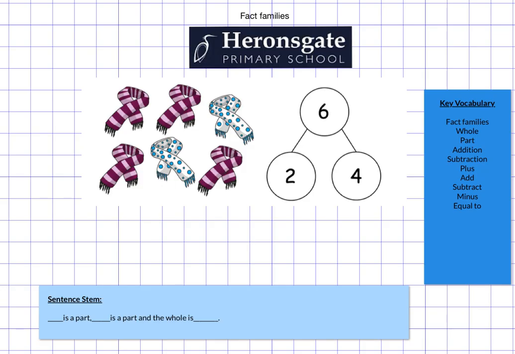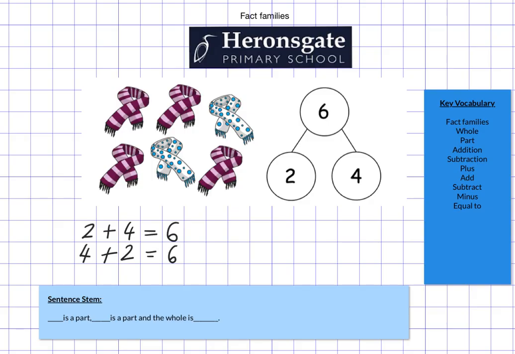4 of those scarves are stripy and 2 of them are spotty. And the expectation for children after they've done a lot of learning and a lot of steps before this is that they will be able to look at this and be able to come up with both addition and subtraction facts. So for instance, the children would be able to come up with 2 spotty scarves plus 4 stripy scarves is equal to 6 scarves. That's the whole. Then they would be able to know that they can do addition in any order, can add the parts in any order. So 4 stripy scarves plus 2 spotty scarves is equal to 6.